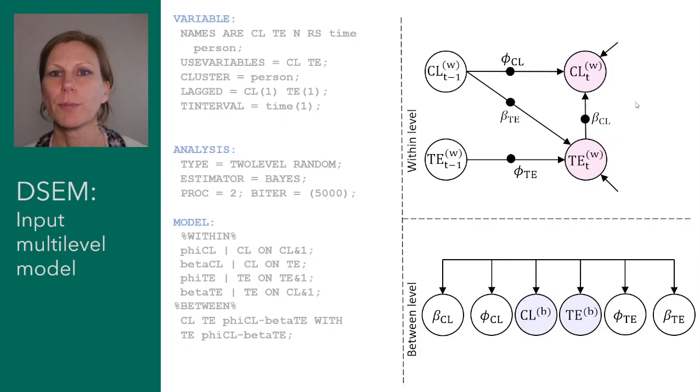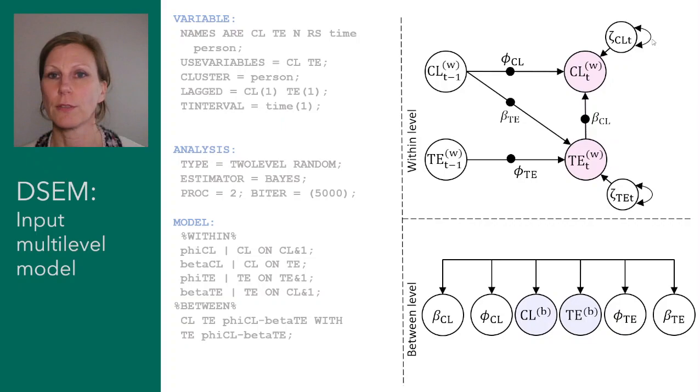But let's focus on the within person part. What I'm going to do is draw in the residuals. So these are the circles that contain the zetas. The zeta was used to indicate the residual, and these residuals have variances. That's these two-headed arrows. So we were already estimating these; we just did not include them yet in our picture.